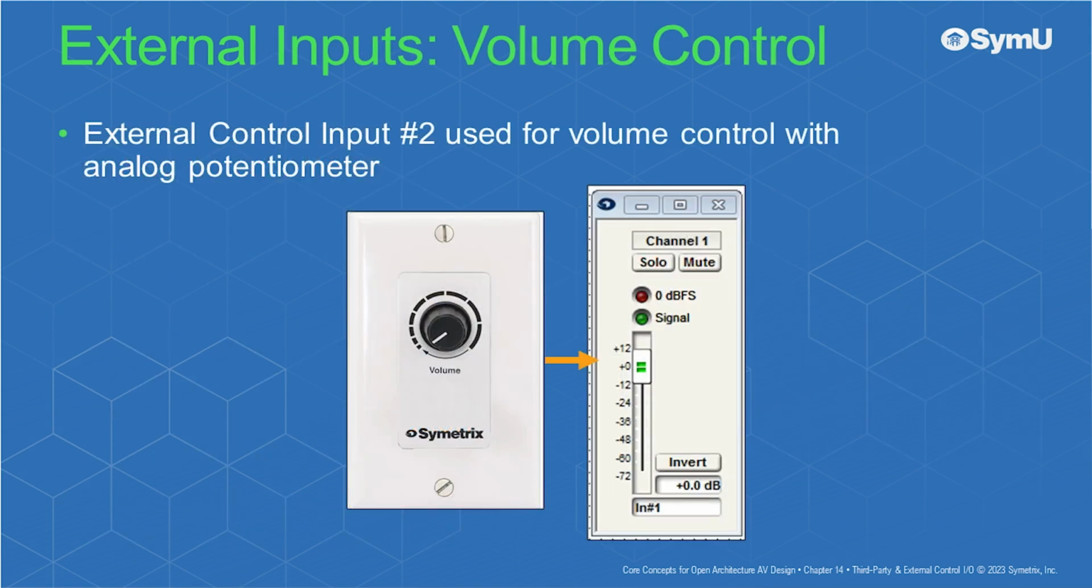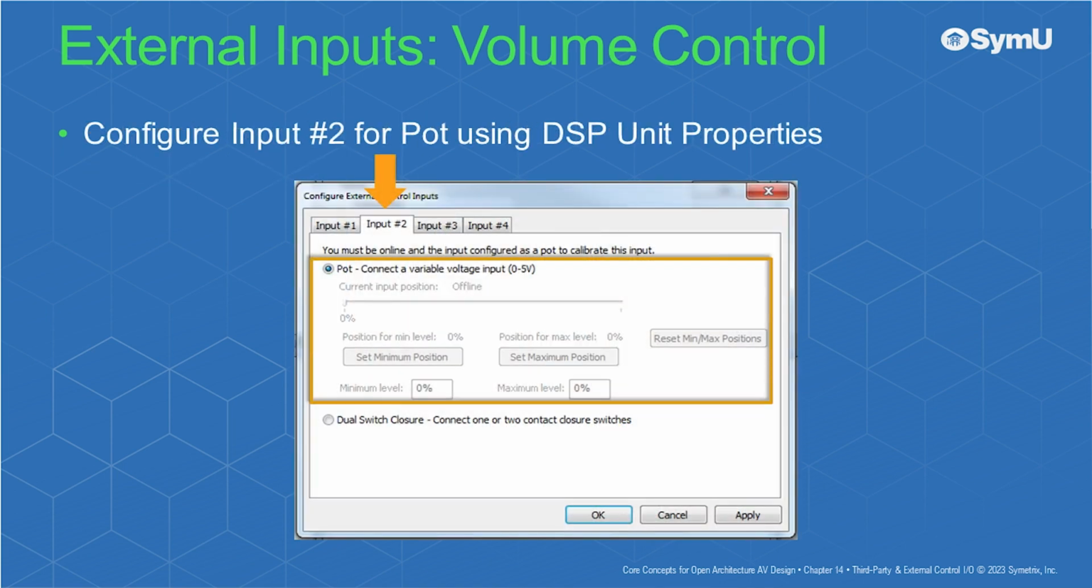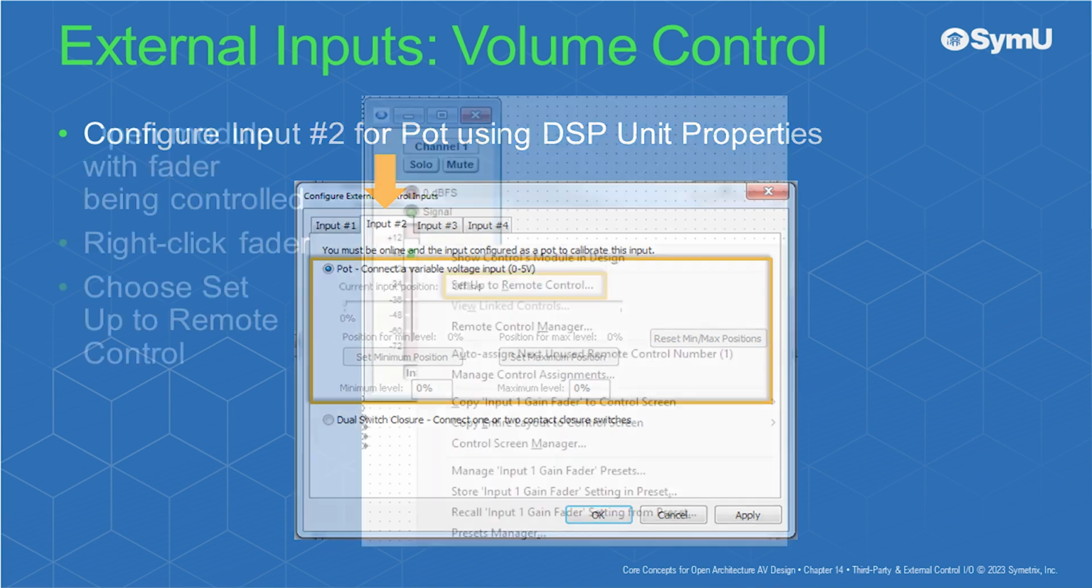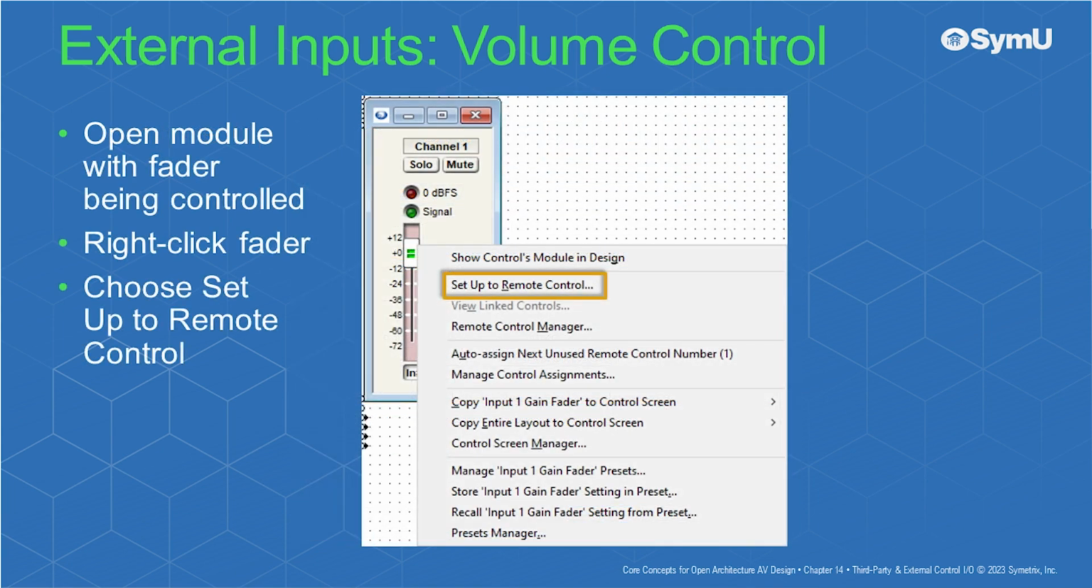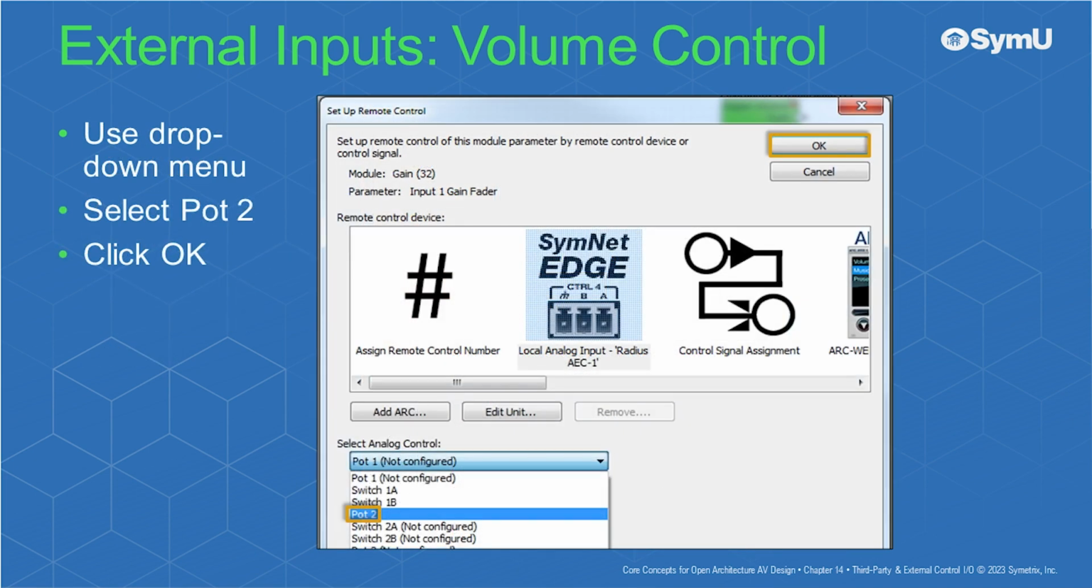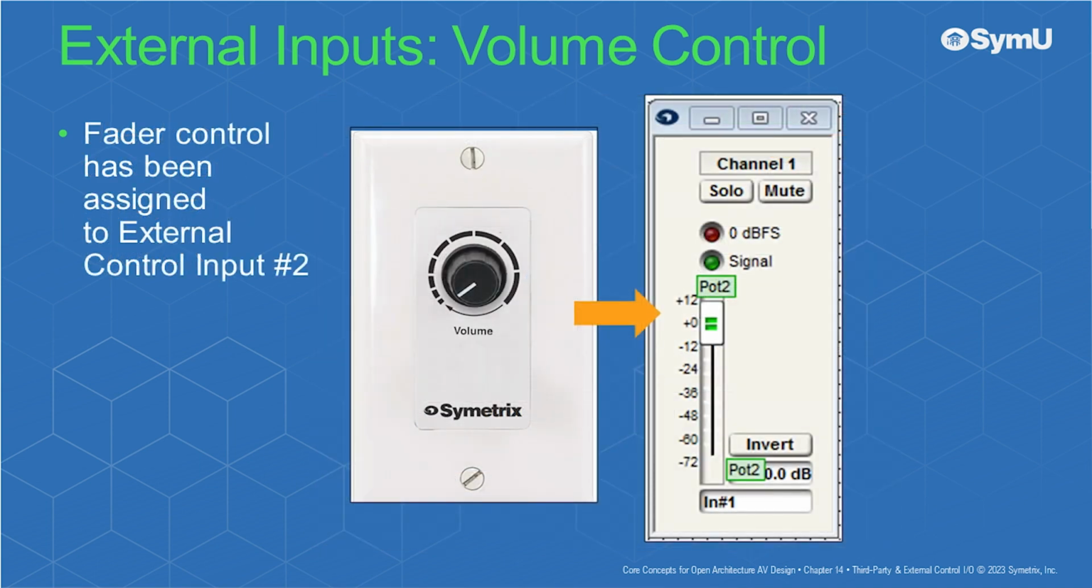In this example, external control input number 2 is used for volume control with an analog potentiometer. First, configure input number 2 for pot using the DSP unit properties. Next, open the module with the fader being controlled. Right-click the fader and choose Setup to Remote Control. Use the drop-down menu and select Pot 2, then click OK. Control of that fader has now been assigned to external control input number 2.